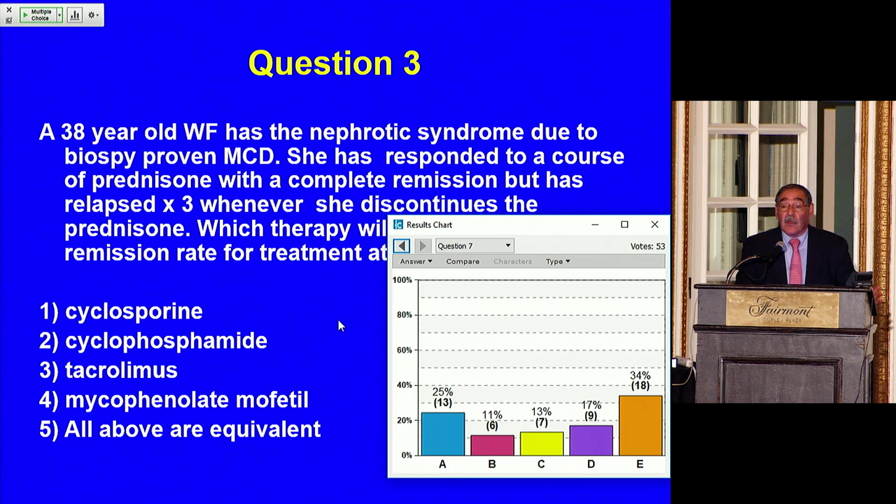They're all equivalent. When you look at this, this is somebody who has steroid responsive disease. They're a frequent relapser, or they can't be tapered down because they're steroid dependent. If you look at that, let's get this off here.